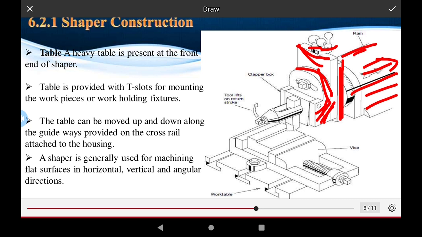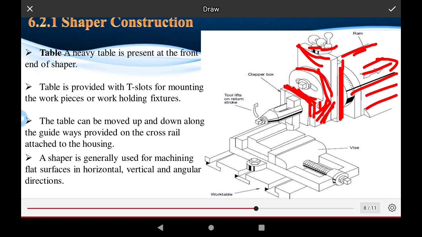Okay, and some part of the tool post. This is the tool post, also set for the ram face of the ram. And some of the other parts, the clamper box. This is the clamper box of the machine.